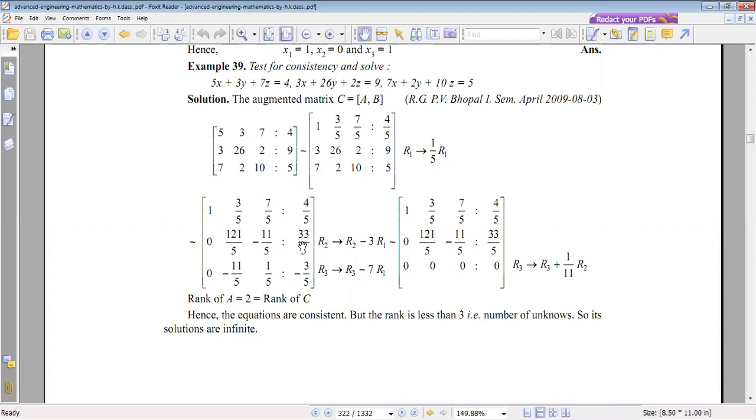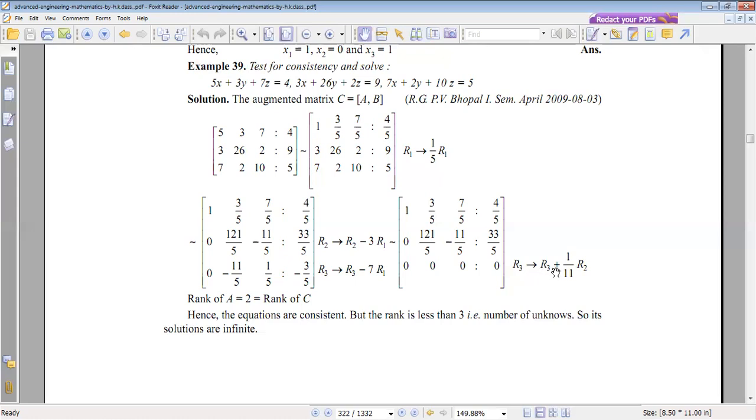So when you divide by 11 by 5, row 2 tends to row 2 by 11 by 5. After this step, see here, instead of doing this one, here it is done in this way.